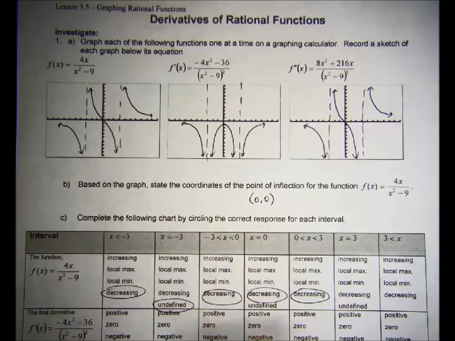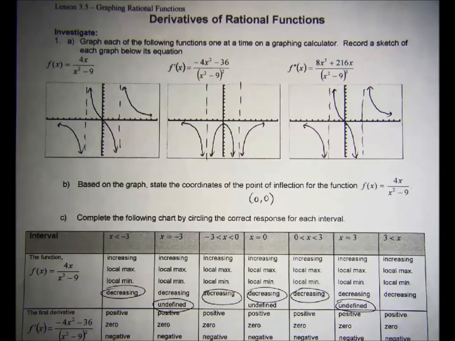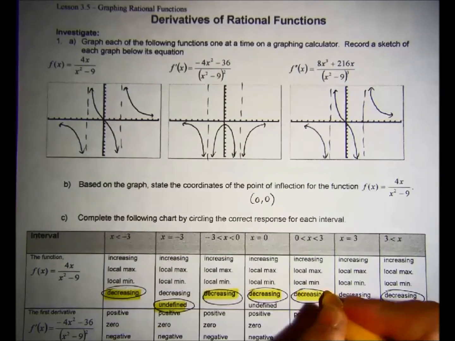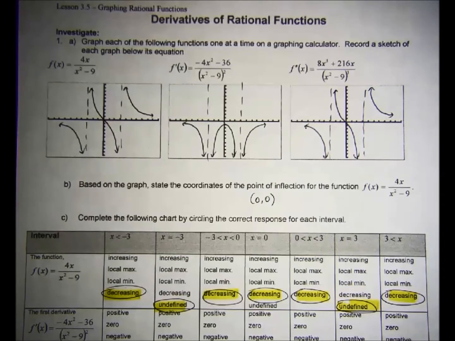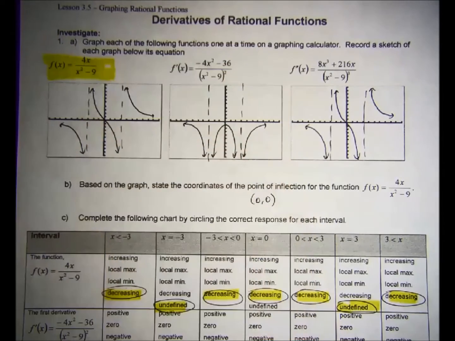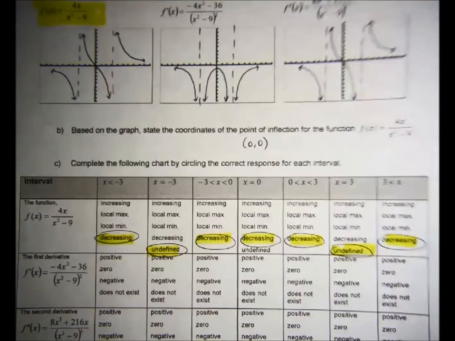Then at x equals 3, we encounter another undefined value, so another vertical asymptote. And then when x is greater than 3, again, the function is decreasing. So that was all based on f of x. Just to reiterate, all of this that I've just gone over on the first row of the table is based on the original function, f of x. So let's repeat this for the first derivative.